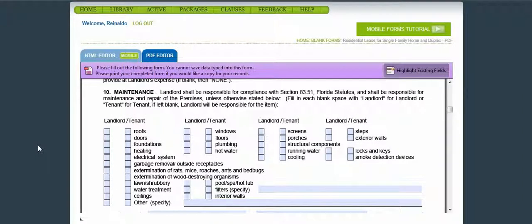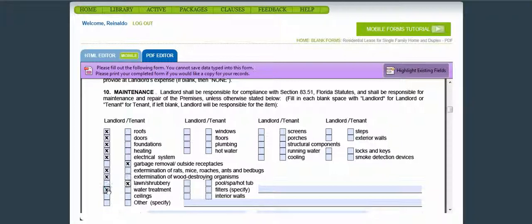Now, maintenance. Who covers what? Most of the times, the landlord will cover most of everything, but you need to specify exactly. Roofs, I'm just going to go with what I think normally landlords do. They do the roofs, the foundation, heating, electrical system, garbage removal. Outside receptacles is the tenant. Extermination of rats, mice, extermination of wood destroying organisms is landlord. The lawn, normally in houses, the lawn is the tenant.